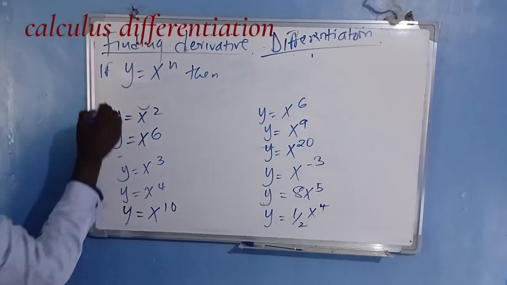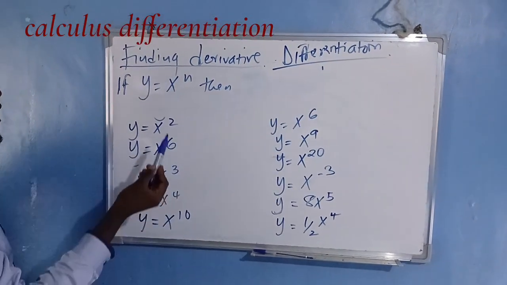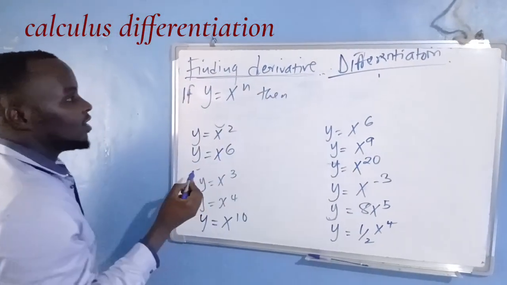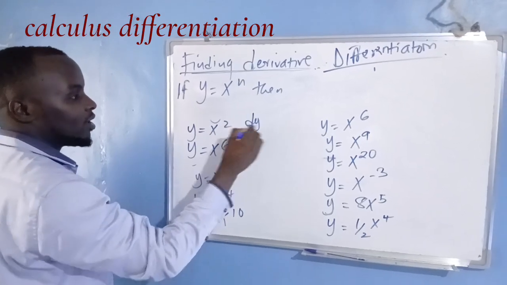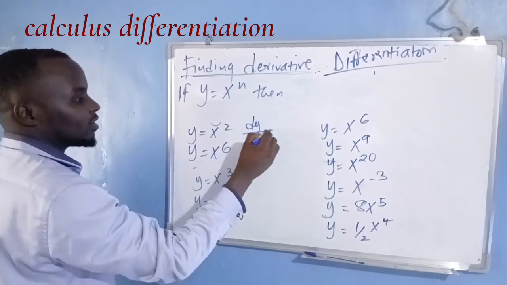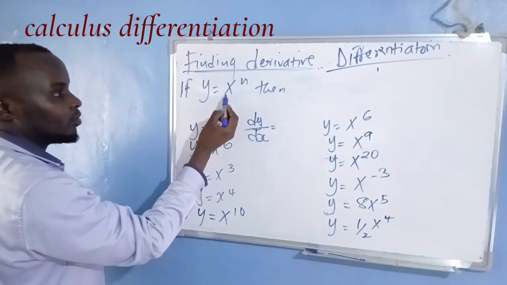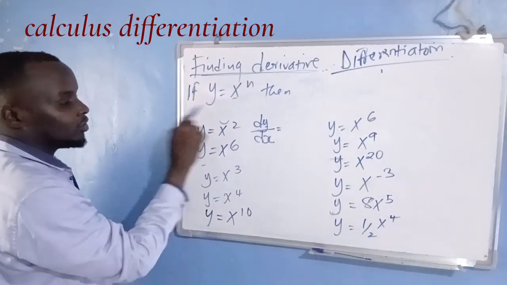I want us to look at this concept of differentiation. Differentiating is also called finding the derivative. Another name for finding the derivative is finding dy over dx. That is if the equation starts with y and then we have the x in that equation. So we normally use this formula.